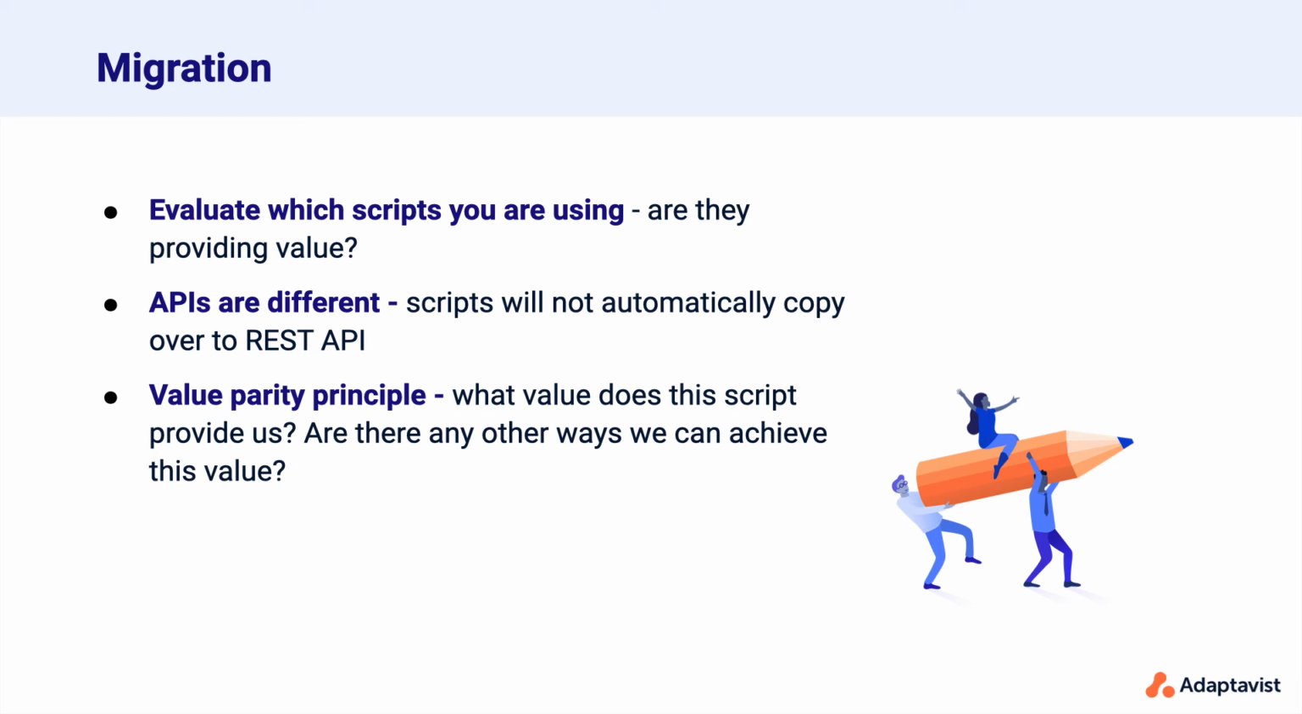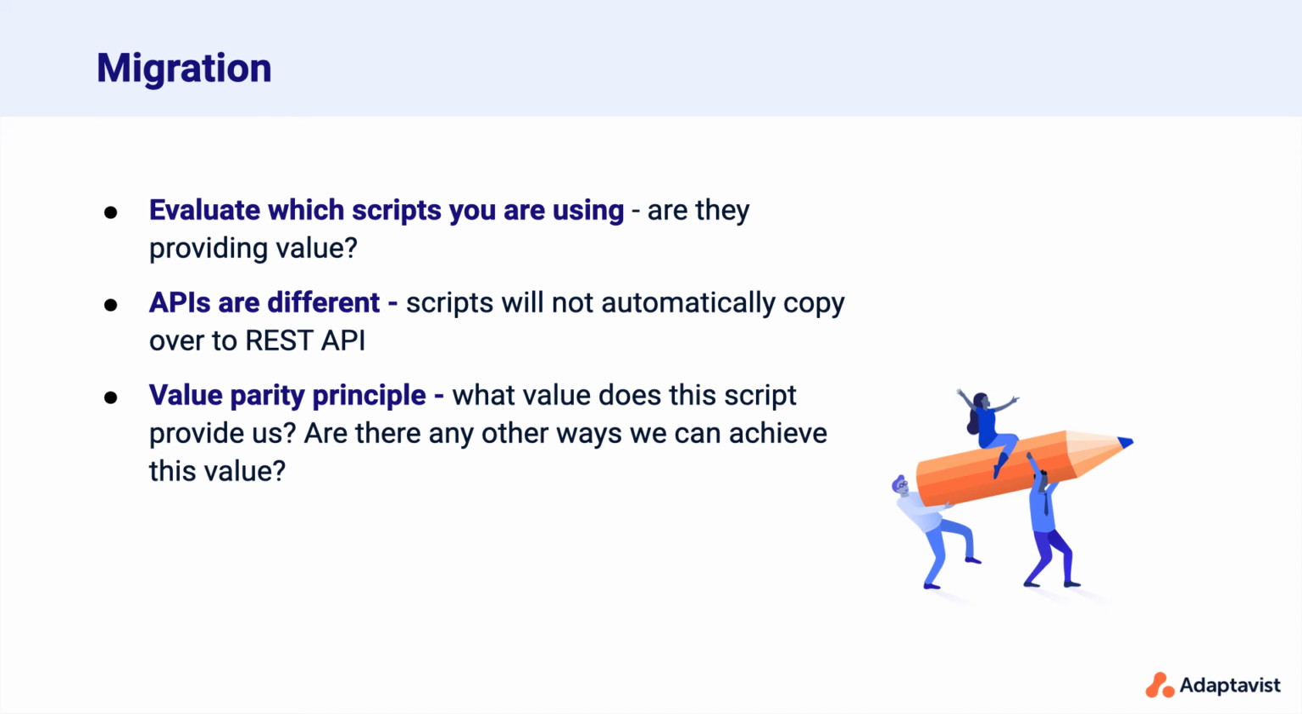One is it's a really good opportunity for you to evaluate which scripts you're actually using or are actually providing value in your company. You may have 100 scripts, but you may only need to actually take over 20. There's no need to just widely take over every script without evaluating them to make sure that they're still providing value. With the APIs being different and the REST API being technically limited compared to the Java API, some of your scripts, as previously mentioned, will not just copy over even if you change to using REST API. Some of them will not be able to do so because certain endpoints are not available.